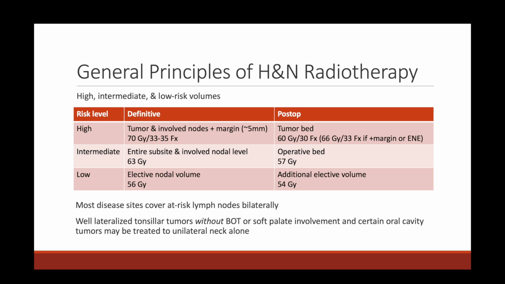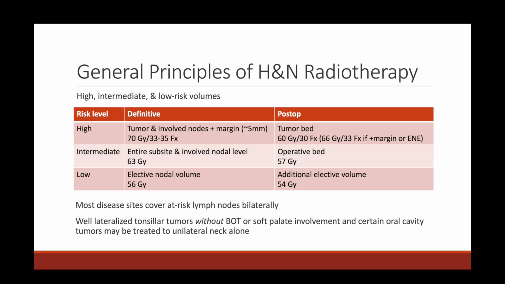Keep in mind that the right level 2 we were already taking to the intermediate dose, so by default that's going to get a low dose, but it's actually going to get a higher dose. So then what we have left is bilateral retropharyngeal, right levels 3 and 4, and then left levels 2 through 4 as part of our elective nodal volume.